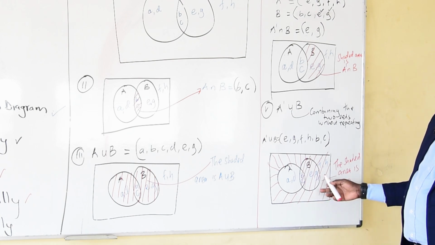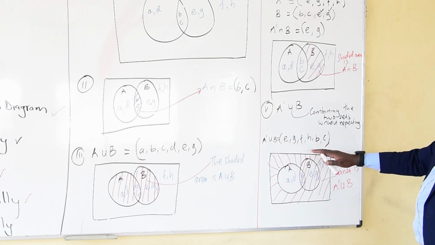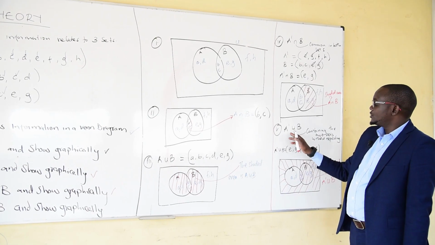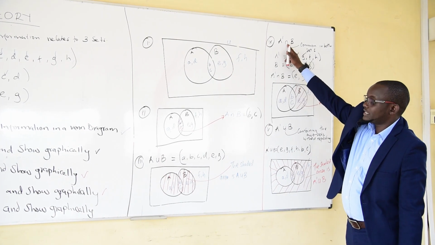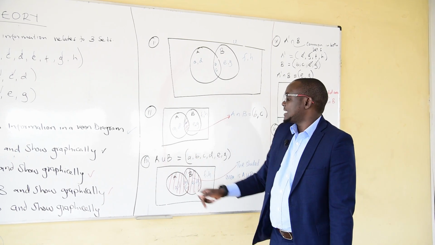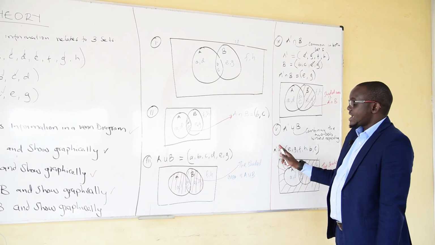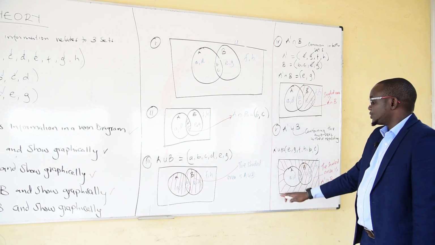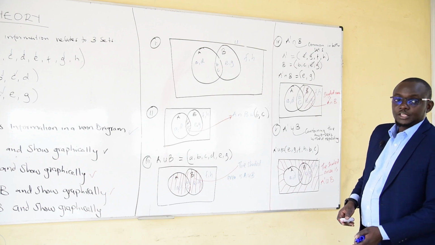So that's how you show in a Venn diagram a union of a set or an intersection of a set, whether the set has a prime, which means complement of a set, or it doesn't have, you can easily show it graphically. Thank you.